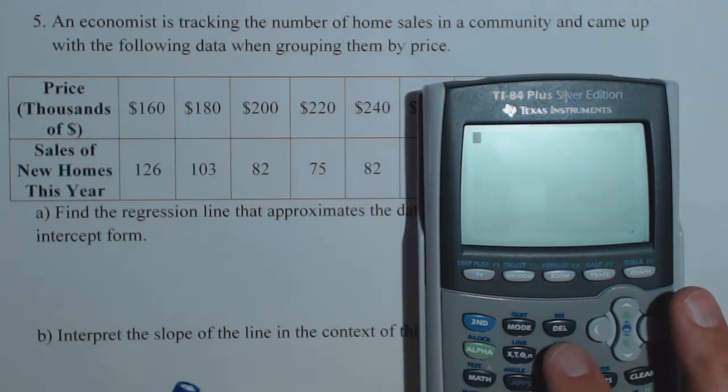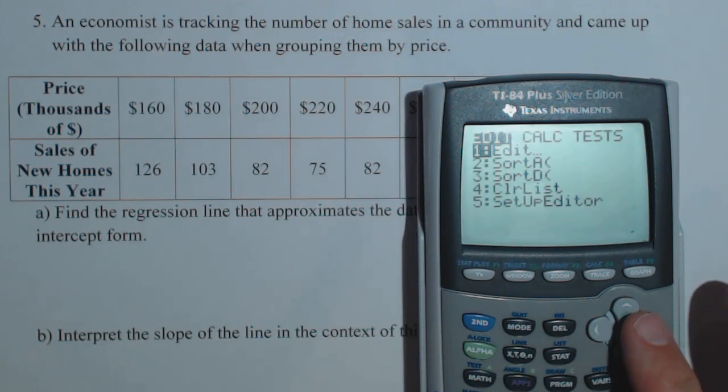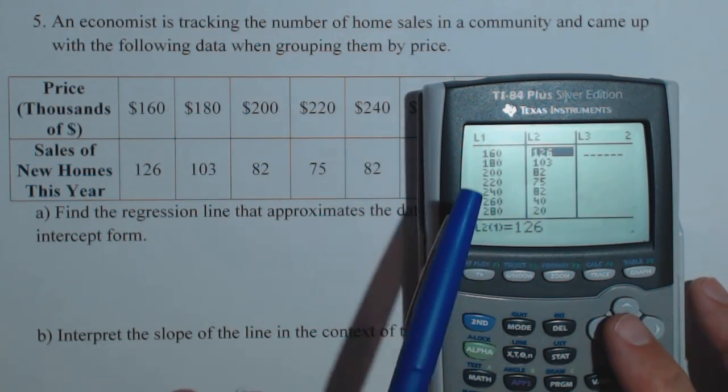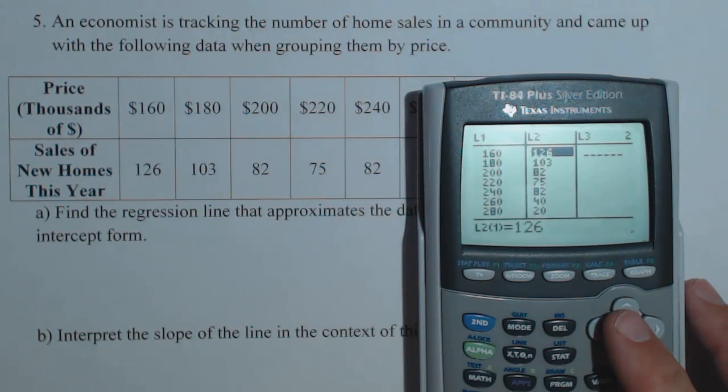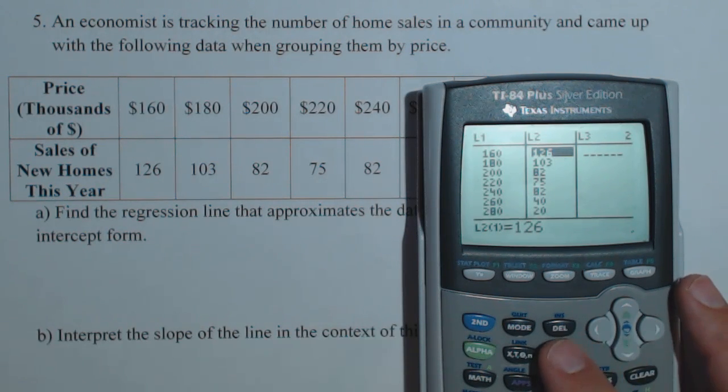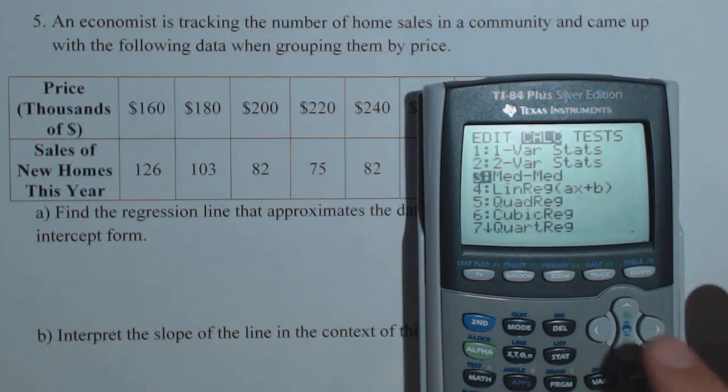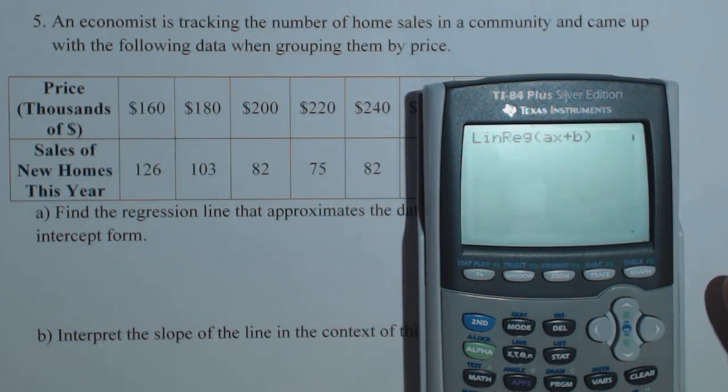But just as a refresher, under the stat is where all this happens. All right, and we would be editing our lists. For time's sake, I've already put in price as L1, and as L2 I have the sales of new homes. And so now I go back to stat. This time I'm going to calc my linear regression model.